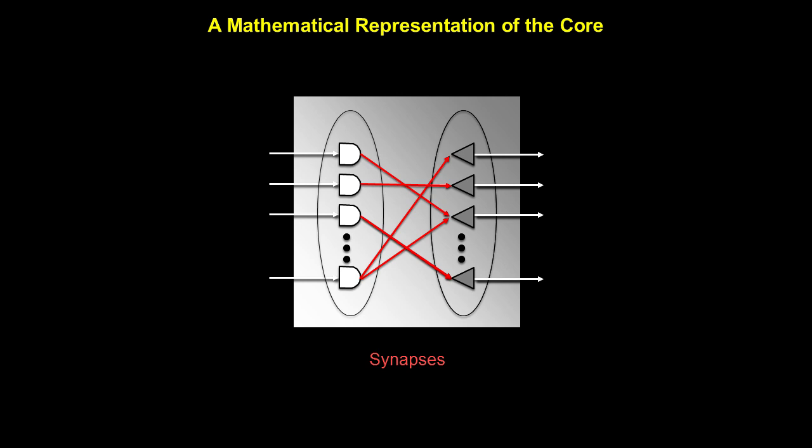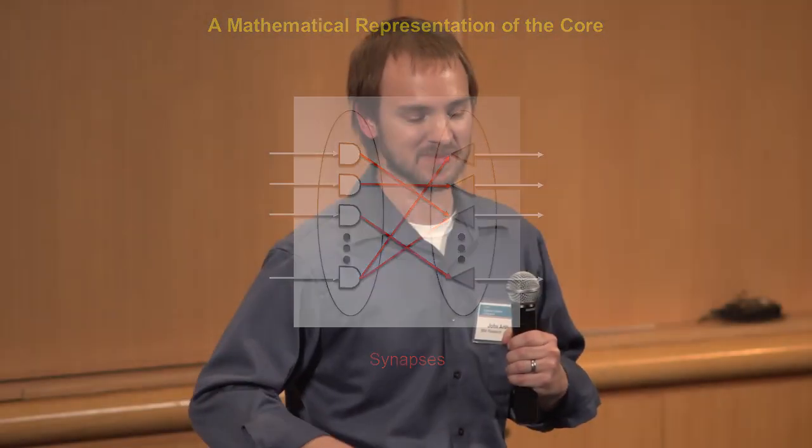And one important thing to note is an axon here can connect to one neuron, all neurons, or any subset thereof. So we can make arbitrary connections from the axons on the left to the neurons on the right. And so we have a full bipartite graph here.